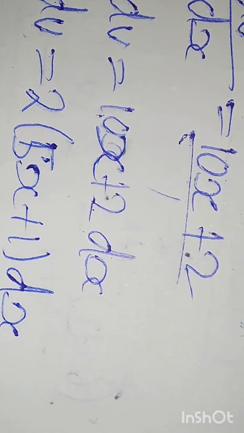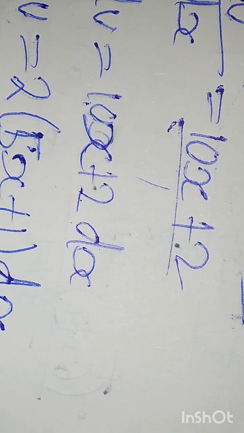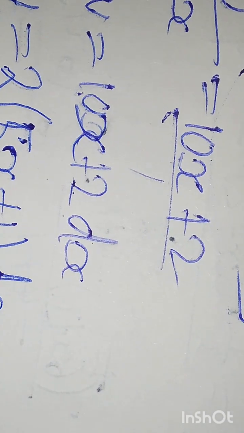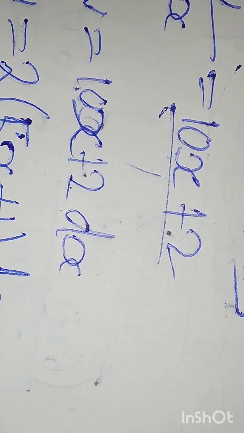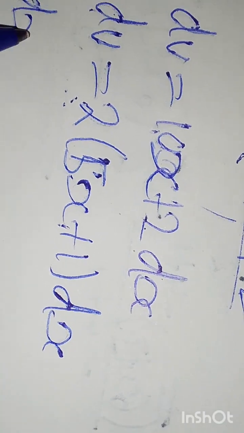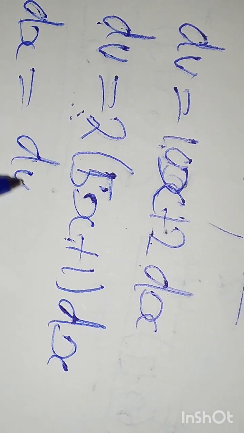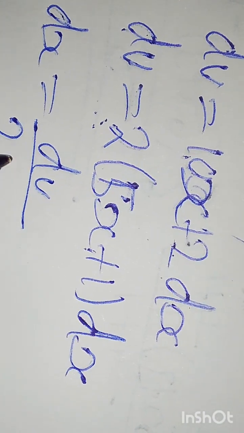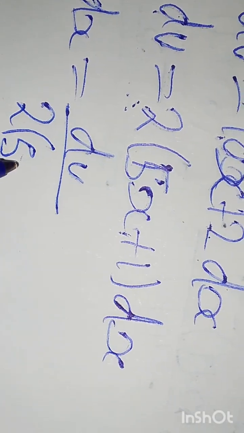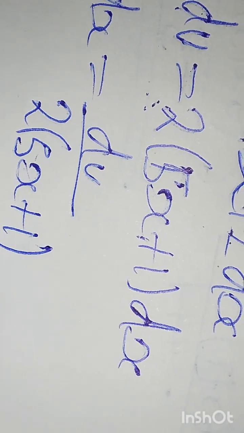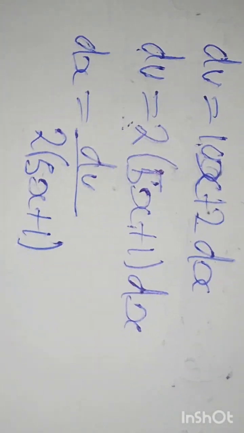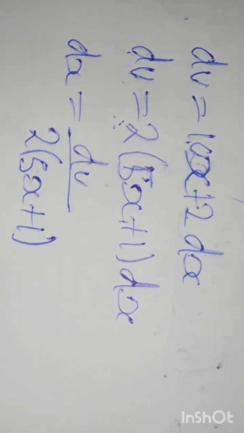Now we have to make dx the subject of the formula. So we'll divide both sides. So dx will be equal to du over 2 open brackets 5x plus 1. Then from here we are done. So now let's go back to the question.